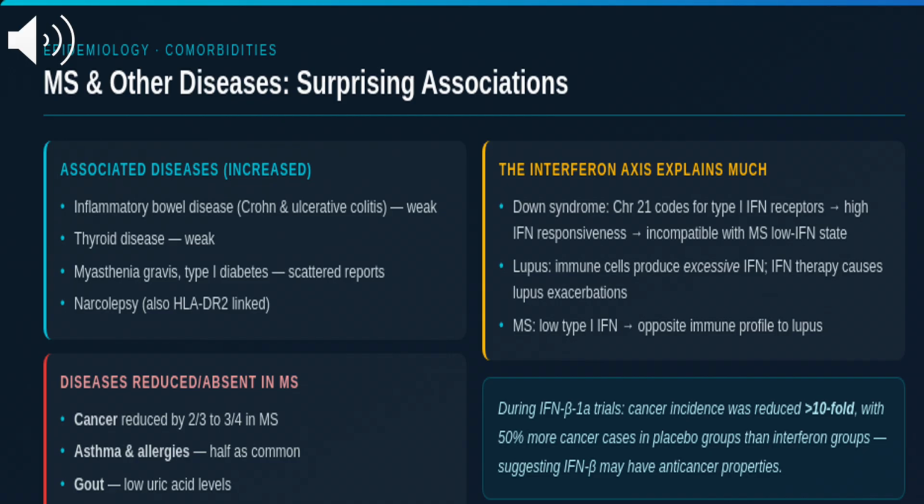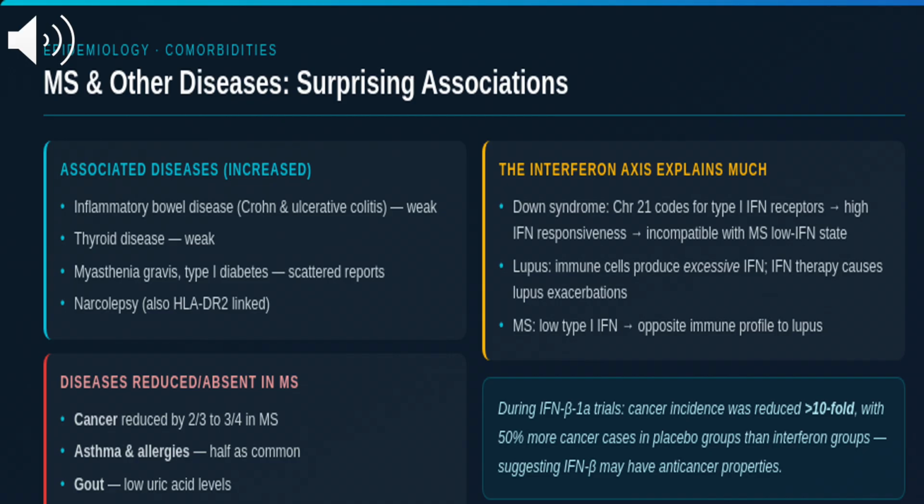The inverse relationship between MS and Down syndrome is mechanistically revealing. Chromosome 21 encodes type 1 interferon receptors, so individuals with Down syndrome have 3 copies, leading to excessive interferon signaling. This high interferon state appears incompatible with the low IFN state of MS. Lupus is similarly underrepresented. Lupus immune cells produce excessive interferon and are hyper-responsive to it. IFN therapy actually triggers lupus exacerbations. The mirror image IFN biology of MS and lupus may explain why both diseases rarely coexist in the same patient.